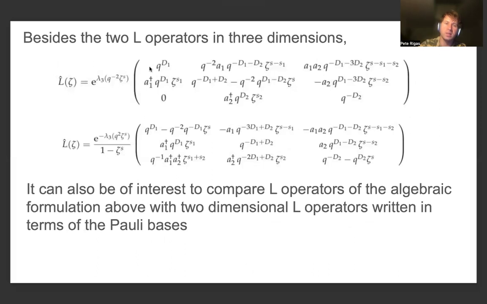And so besides these two L operators in 3 dimensions, it can also be of interest, like we have been mentioning, to more explicitly draw out and spell out some comparisons between the L operators of the algebraic type formulation above with the 2-dimensional L operators written in terms of the poly bases that we have been alluding to and describing different characteristics of throughout this part of the series.